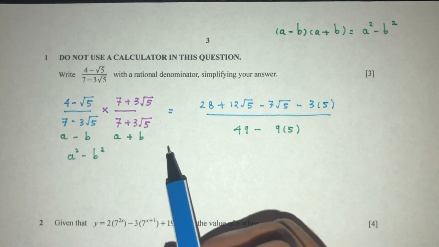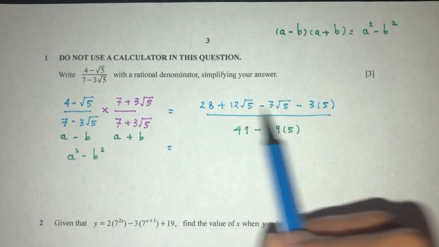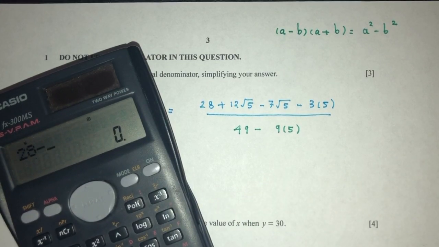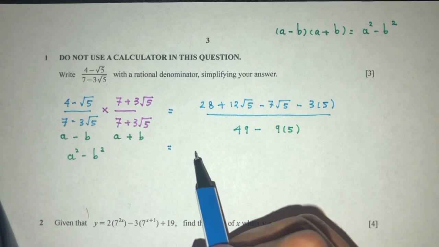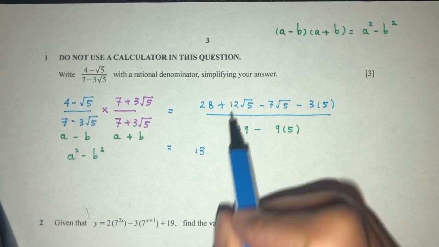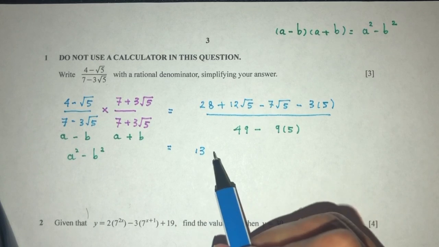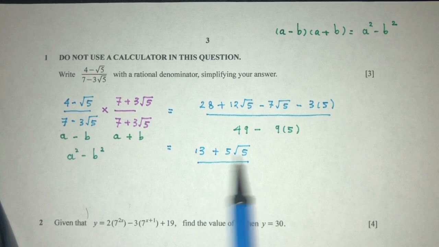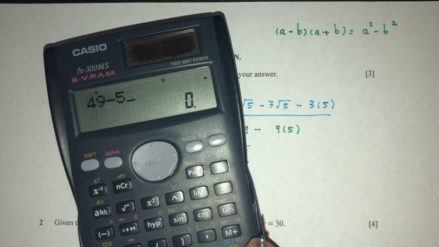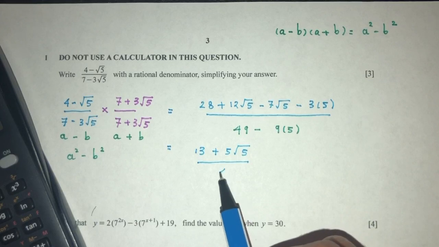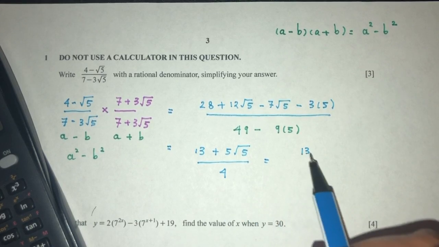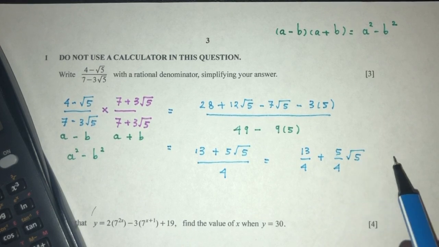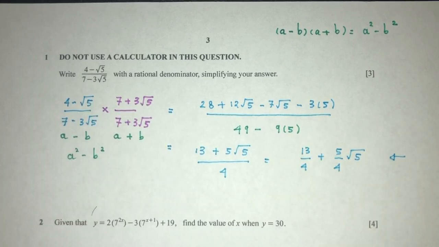Now we can simplify one by one, so let's see what happens. 28 minus 15. You can always just use your calculator because that's okay, it is not a big deal. You just have to show your work. That will be 13. And here we have 12 minus 7, that will be plus 5 root 5. Now all this is divided by 49 minus 9 times 5, that will be 4. Okay, so your answer will be 13 over 4 plus 5 over 4 root 5. And that will be your answer for question number 1.